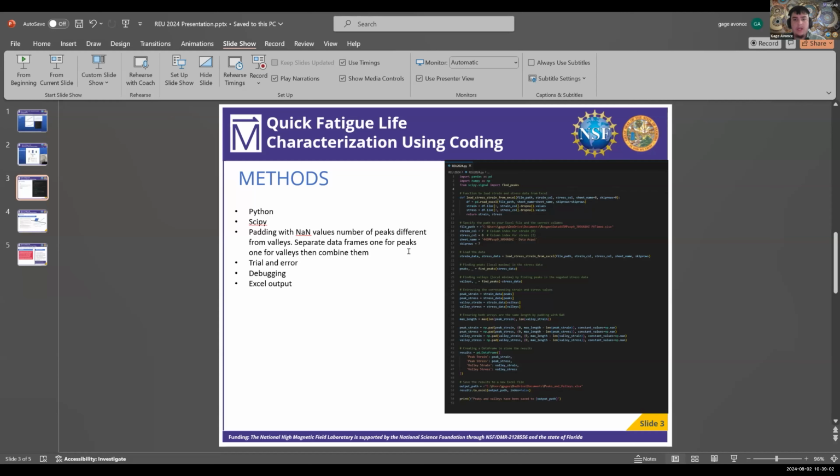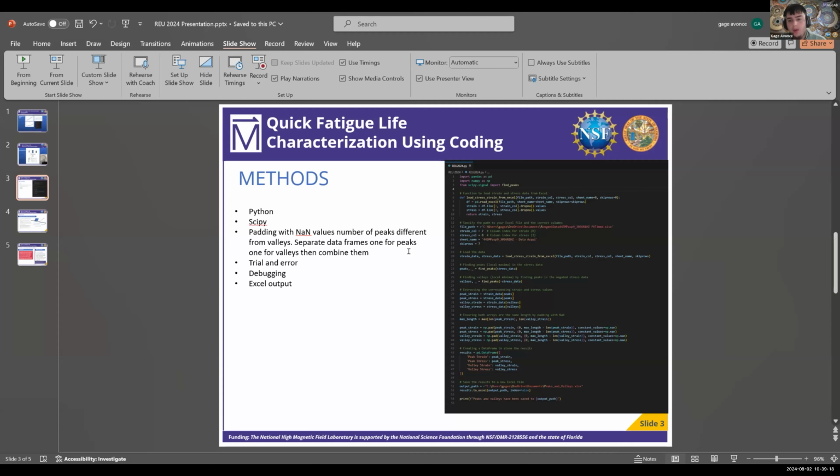And with our methods, I ended up using SciPy, which is a library for Python that helps with optimization, numerical integration, and things along that nature. It's a good data analysis tool.